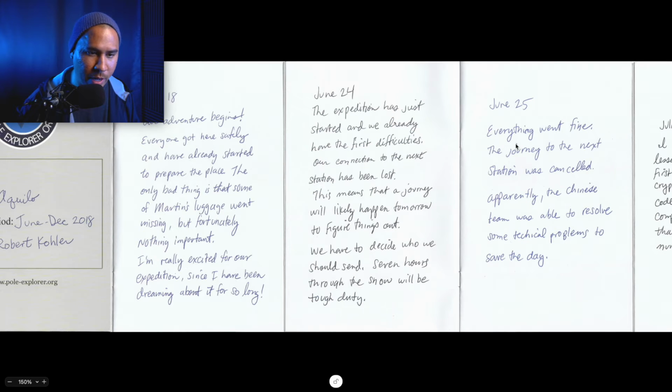June 25th. Everything went fine. The journey to the next station was cancelled. Apparently, the Chinese team was able to resolve some technical problems to save the day. Right, they mentioned there was teams from 4 different countries, I think. So we know one of them is from China. And is this team from the US?